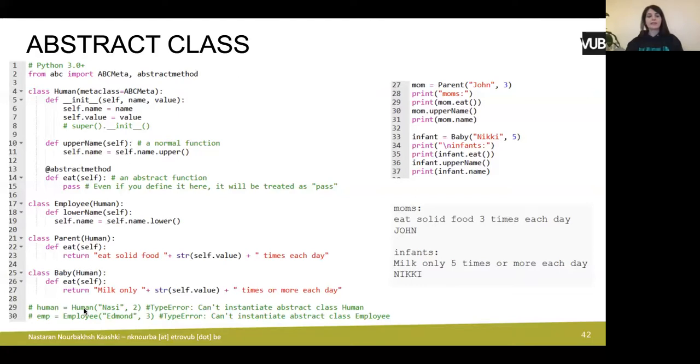If I try to get an instance from human and employee, you can see here it gives me a type error: can't instantiate abstract class human, can't instantiate abstract class employee. So these two are not possible because they are abstract classes. And if you want to create an instance from parents, which is mom, it is possible. If I print that, it will print this one, and it's like mom.upper name. You can also call this one without any problem. And this is also the case with baby.